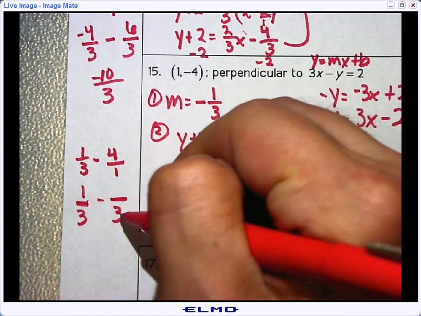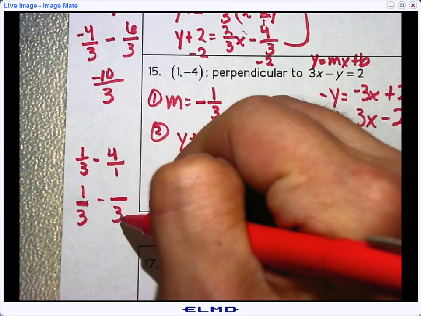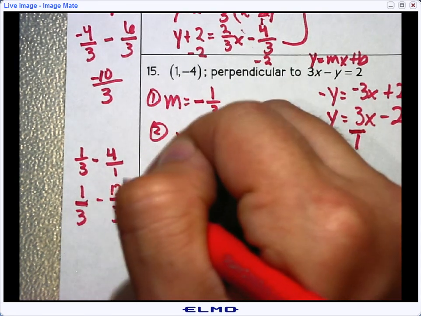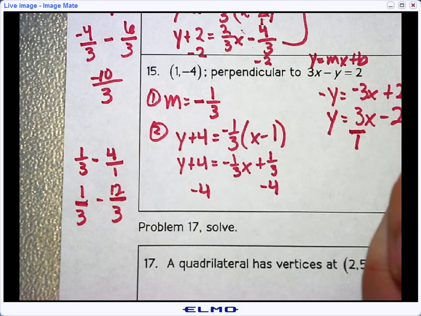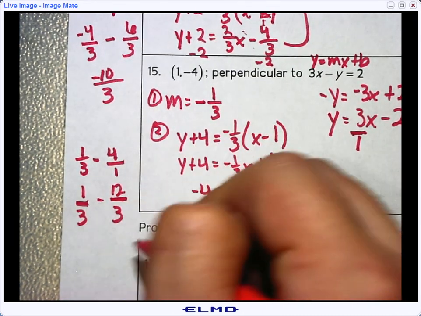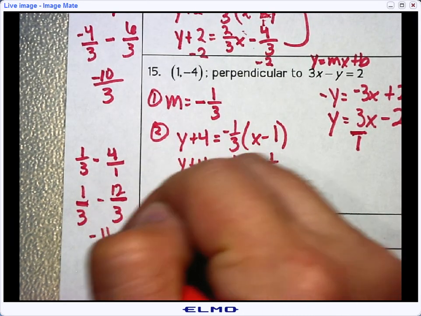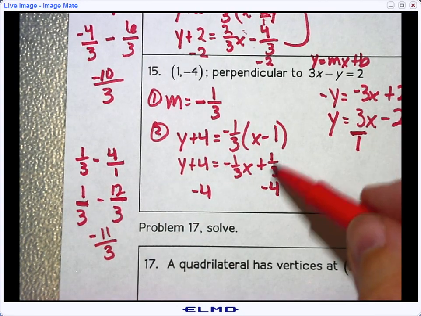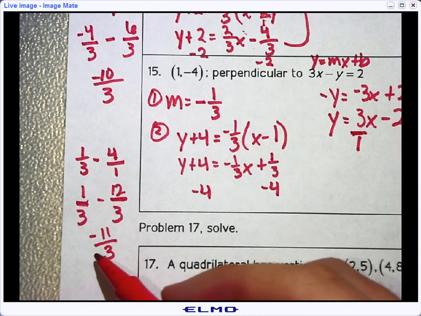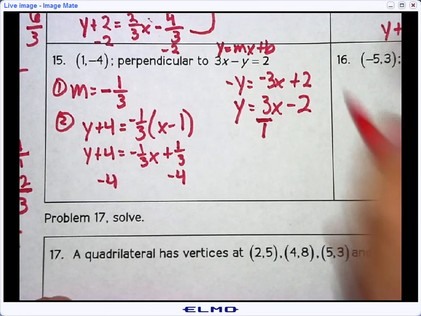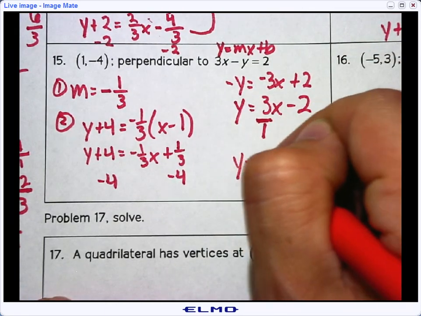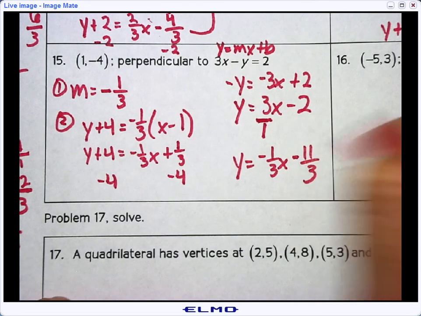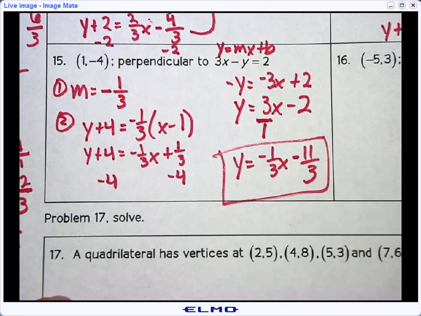However, 1 to 3 here. Well, 1 into 3 is 3. 3 times 4, 12. So 12 over 3 is the same as 4 over 1. Now we subtract these, you're going to get a negative 11 over 3. So 1/3 minus 4 turns into negative 11 thirds. So this turns into y equals negative 1/3 x minus 11/3. That is your final answer.